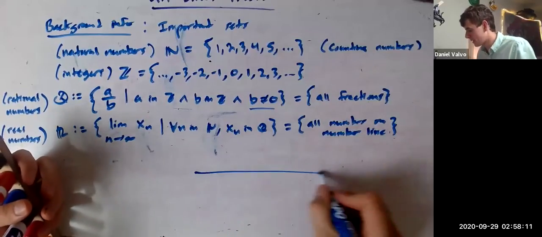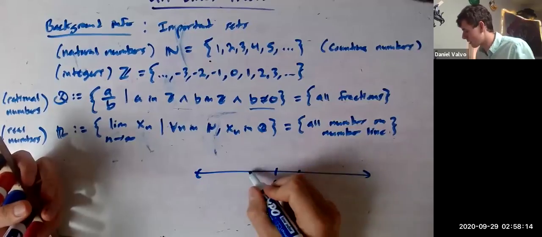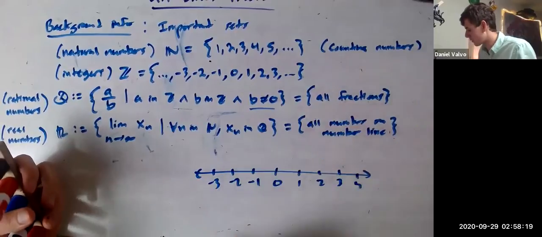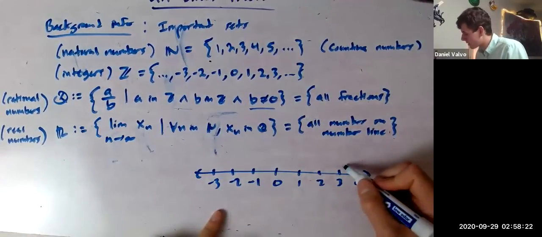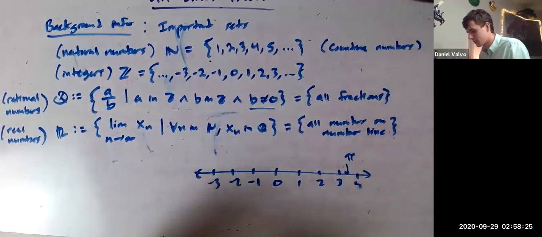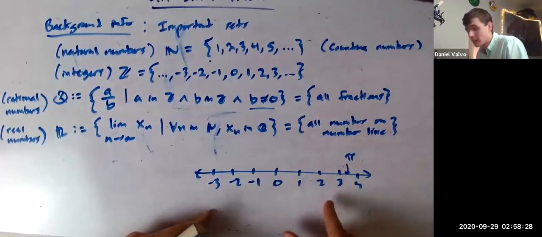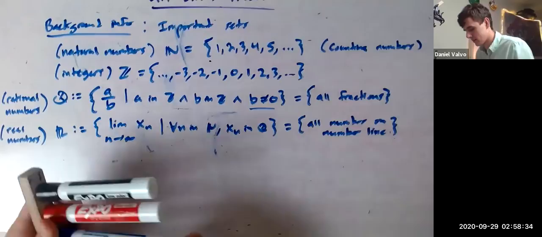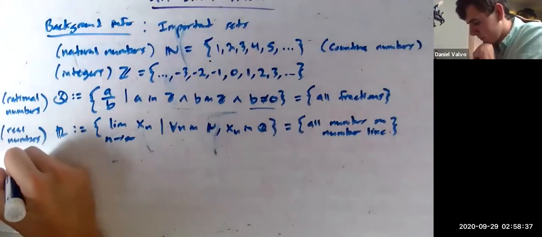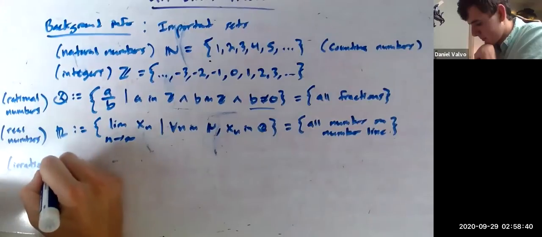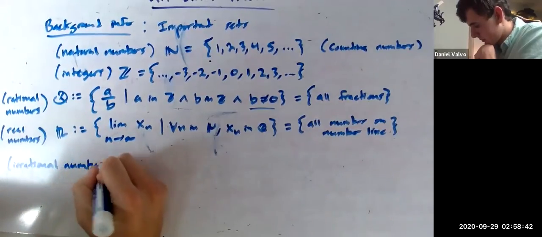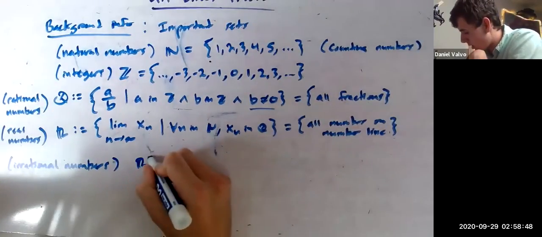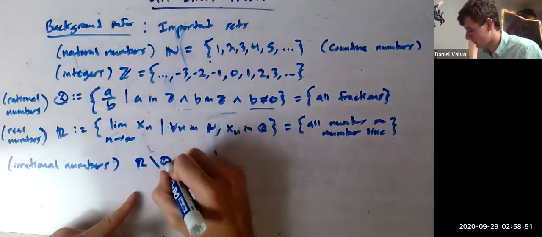And no real gaps. For example, you have 0, 1, -1, 2, 3, 4, -2, -3, all that, right? If we just took the fractions, we'd be missing pi, for example, which isn't a fraction, but it's on the number line. So the real numbers are all the numbers on the number line. So the irrational numbers, we don't have a symbol for. We actually just write them as R, and then we do this backslash Q.